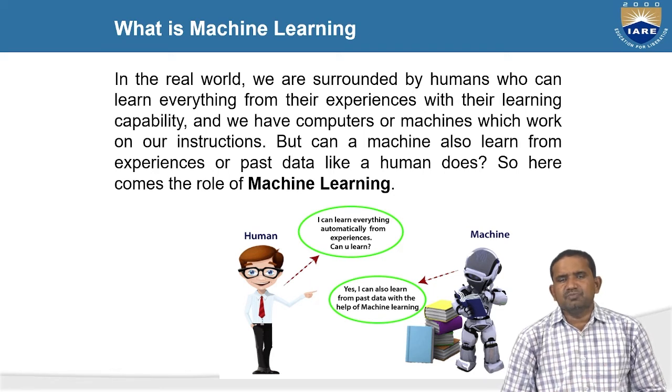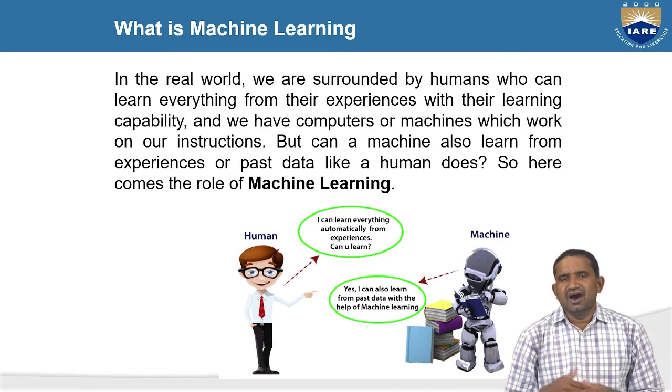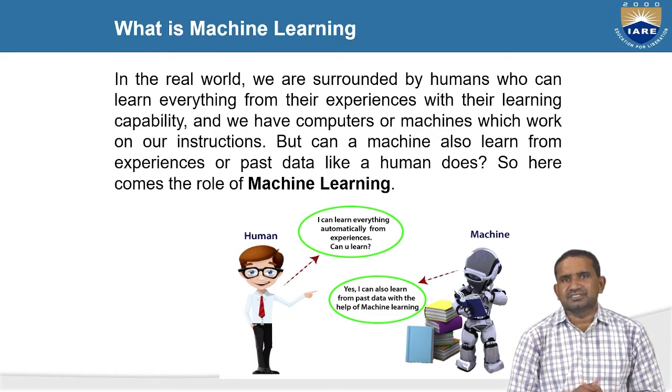Means the human can learn based on its requirements, or based on its needs, based on its work. So automatically the human being learns. Like that, how can the machine learn and how can the machine do some operations? What does it contain?